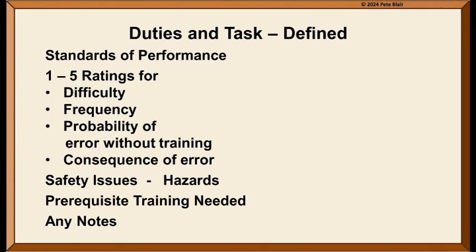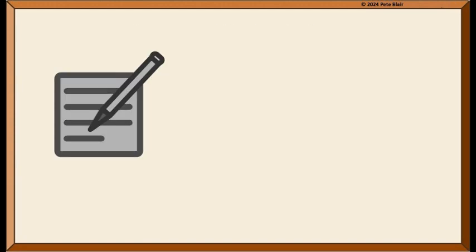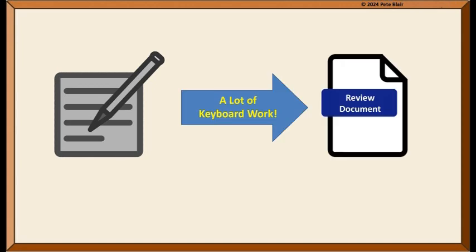Then for each task, we defined the standards of performance plus ratings for difficulty, frequency, probability of error without training, and consequence of errors. We documented any safety procedures and any prerequisite training and added any applicable notes. Keep in mind that all this information is documented on paper or manila folders and must be compiled before it can be distributed, reviewed, and approved.